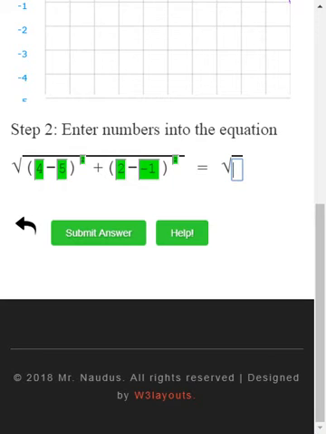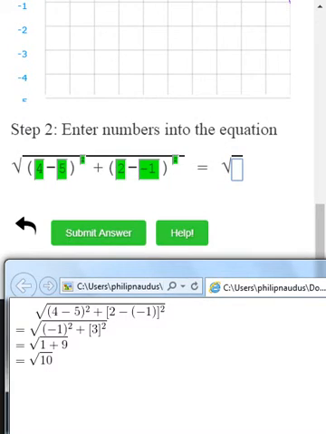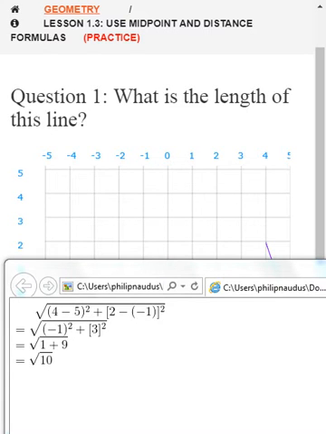All right. So I've already done the math right here, so let me just explain what I'm doing. All right, so 4 minus 5, 2 minus -1. I'm just copying this right here into that down there.